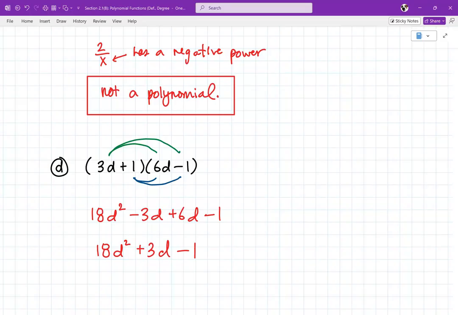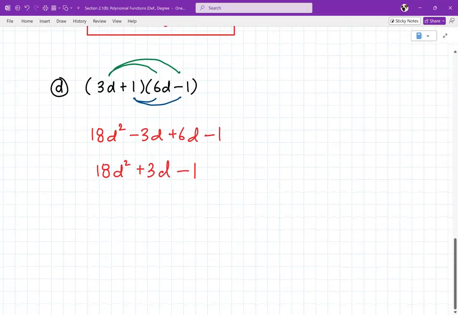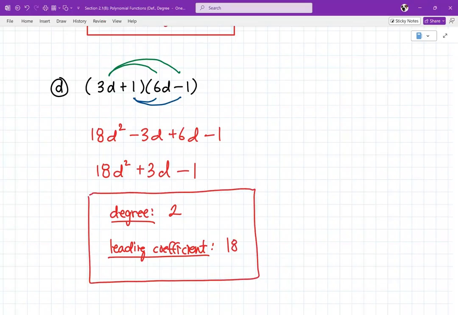So what's my degree for this one? 2, right? So degree is 2. What's my leading coefficient? It's 18. So there you go. And we're done. Okay? So again, this is simple. They might make you do a little bit of extra work, but it isn't hard to do.